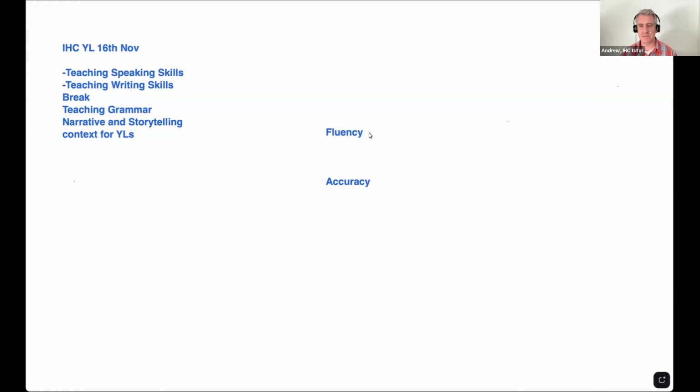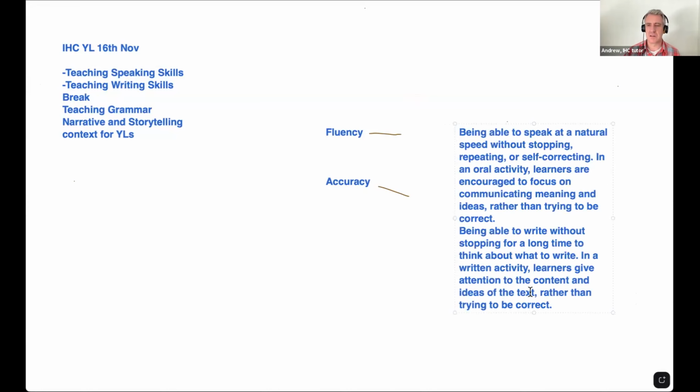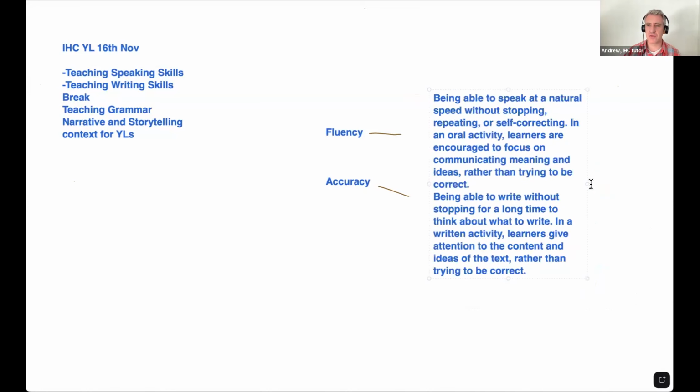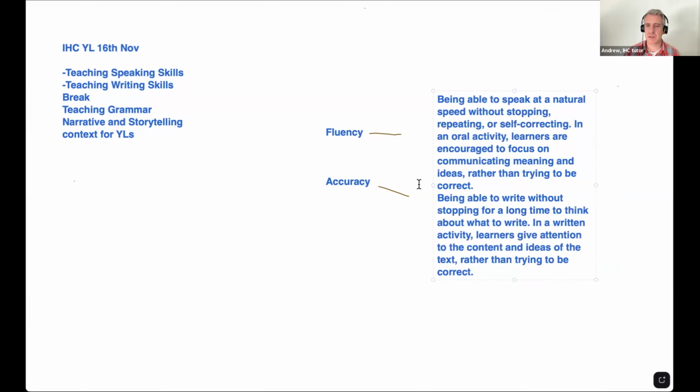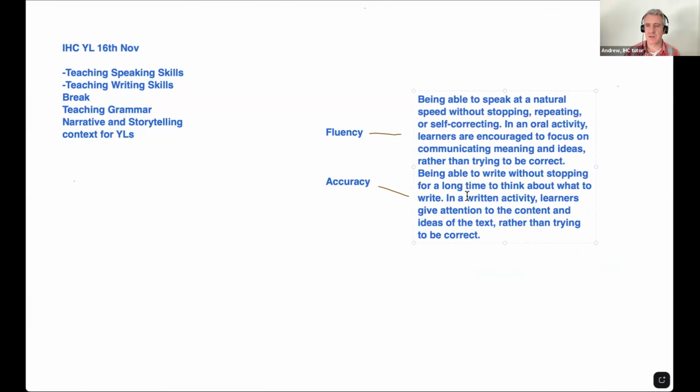So let's begin first with fluency and accuracy. So I'm going to put a definition on the board, and I want you to tell me whether you think it's fluency or accuracy. So the first, being able to speak at a natural speed without stopping, repeating, or self-correcting. In an oral activity, learners are encouraged to focus on communicating meaning and ideas rather than trying to be correct.